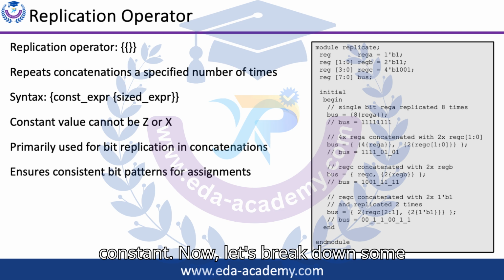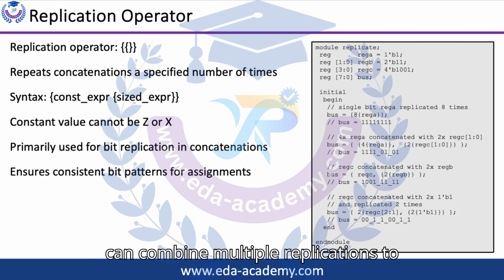Now, let's break down some examples. Suppose we want to replicate a 1-bit register 8 times and assign the result to an 8-bit bus. The replication operator will take the single-bit value and repeat it 8 times to fill all 8 bits of the bus. Another common use case is to replicate two different expressions.